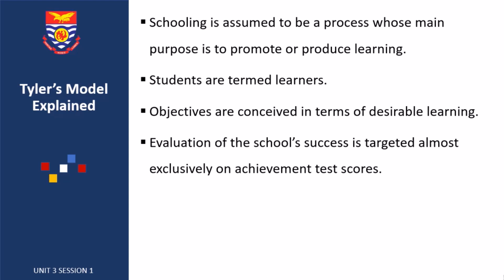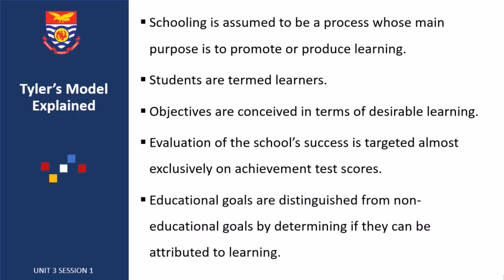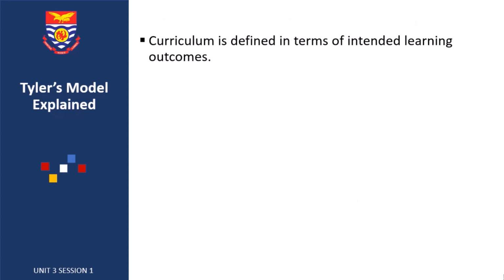So, at the end of the content, when you give a test item and students are able to do well on the test, then we can say that the target objectives have been achieved. And educational goals are distinguished from non-educational goals by determining if they can be attributed to learning, so that every goal that can be attributed to learning can be termed an educational goal. Those that cannot be attributed to learning cannot be termed educational goals.